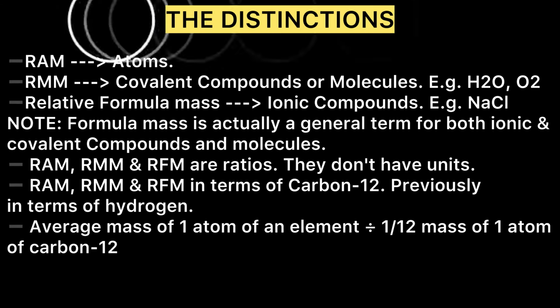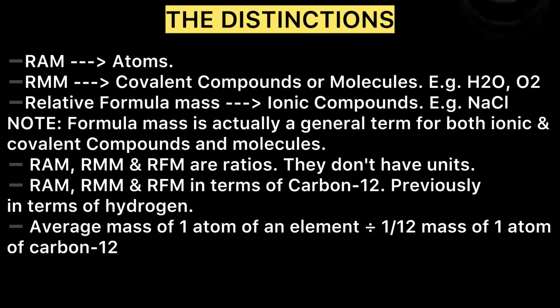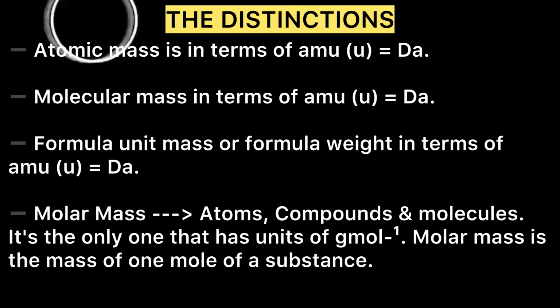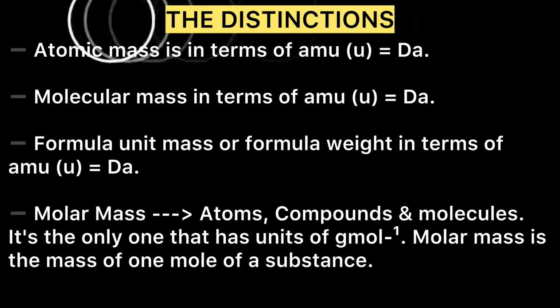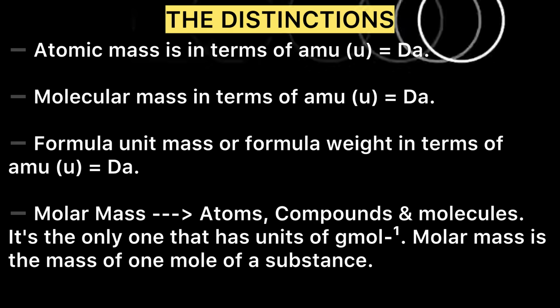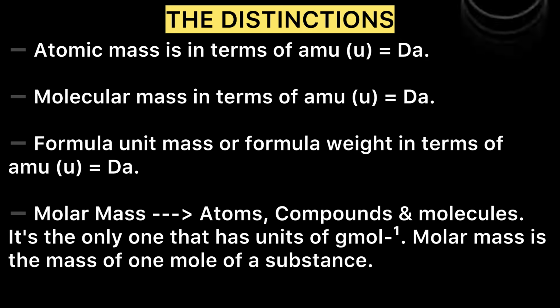Hope you get it. Then, like I was trying to tell you, there's also something called atomic mass. Atomic mass is in terms of atomic mass units. Some people call it AMU or U. One atomic mass unit equals one Dalton. So if you're asked what's the unit of atomic mass, it's either atomic mass unit or Dalton.